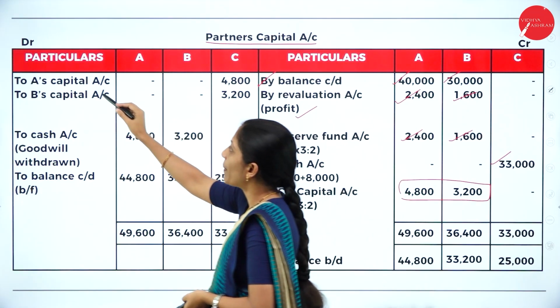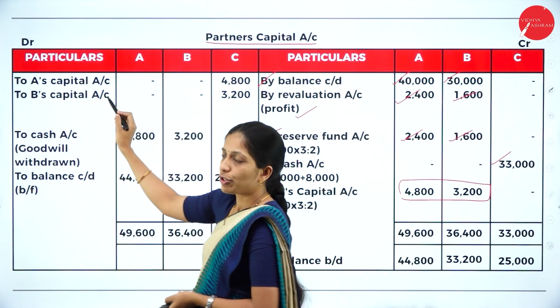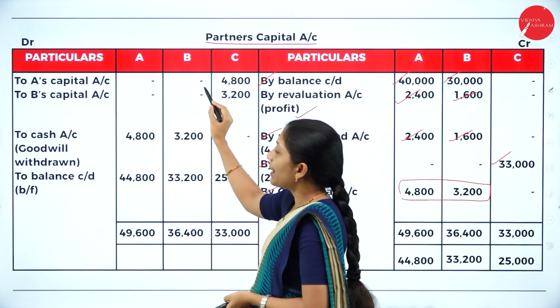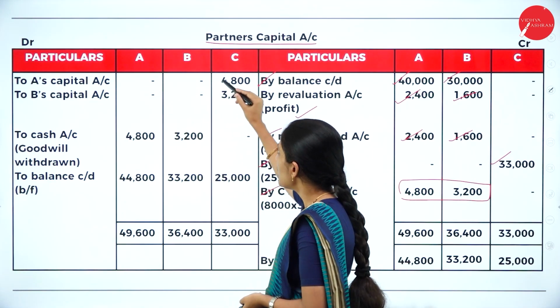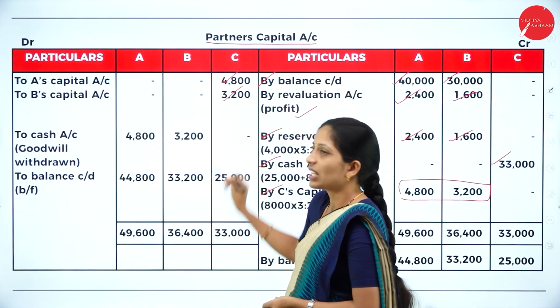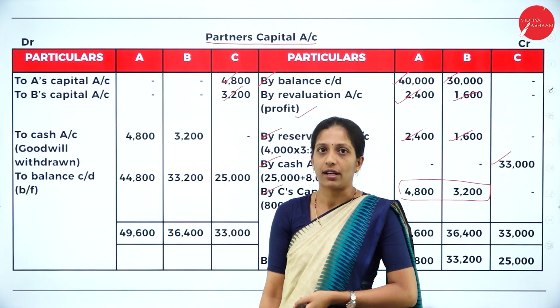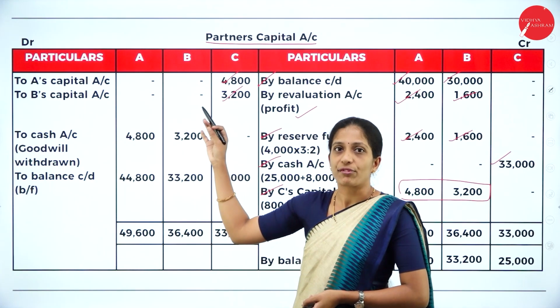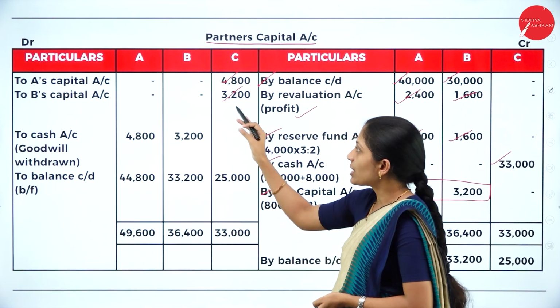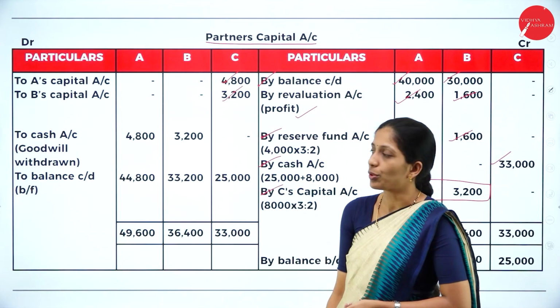For the same situation, the continuation of the entry is new partner to old partner. Now who are the old partners? To A's capital account and to B's capital account. Now A and B's column should be empty. For C you have to fill this 4,800 and 3,200. It is reverse, okay, so you have to fill the amount like that. So this is about your goodwill distribution.